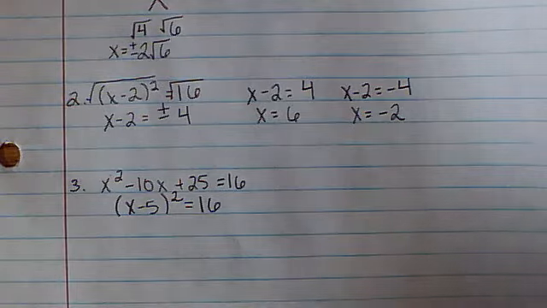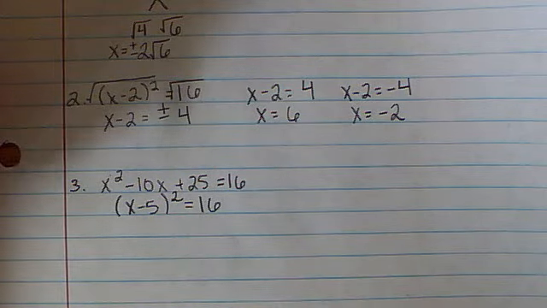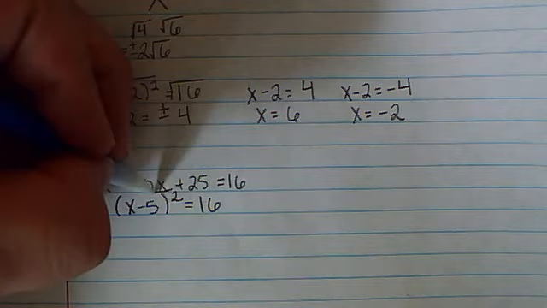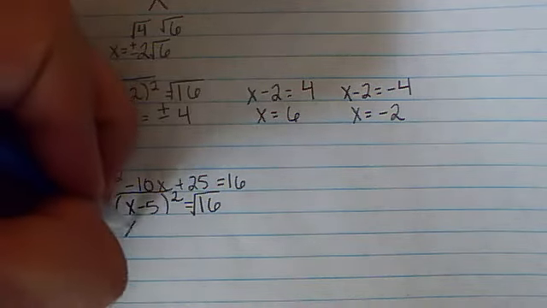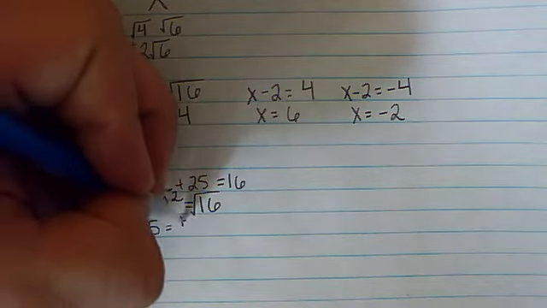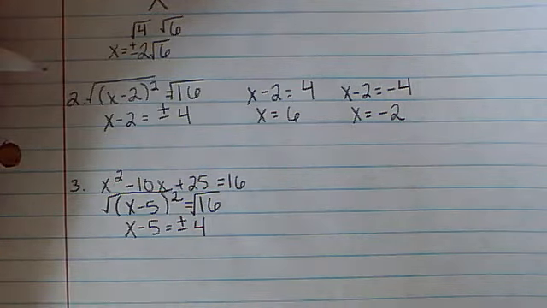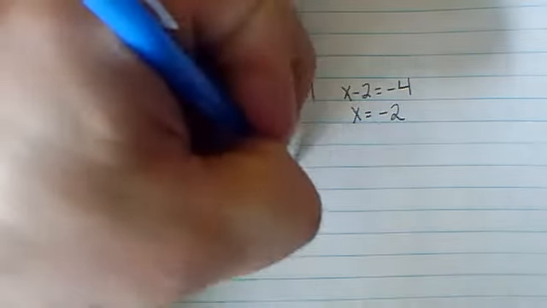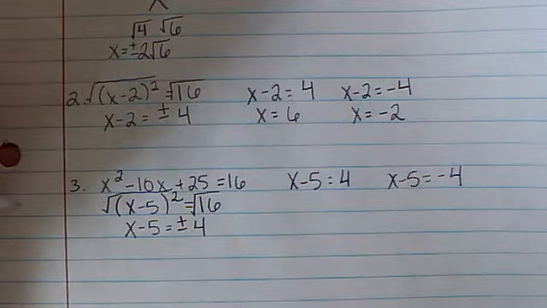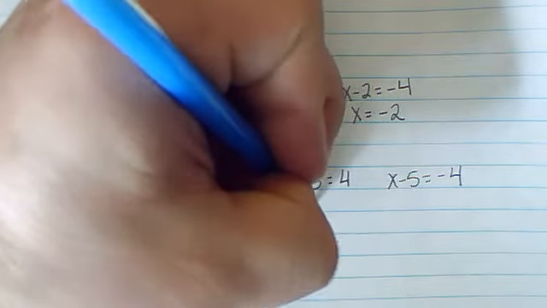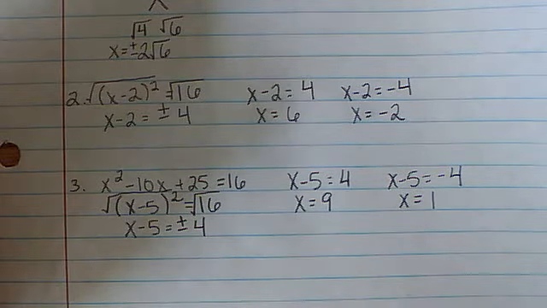So all I did was I rewrote this equation after I factored out this trinomial. And then I'll go through the same steps that I did on number 2. Take the square root of both sides, get x minus 5 equals plus or minus 4, and then solve by rewriting both of those equations by setting x minus 5 equal to positive 4 and x minus 5 equal to a negative 4. So x here will equal 9, or x will equal positive 1.